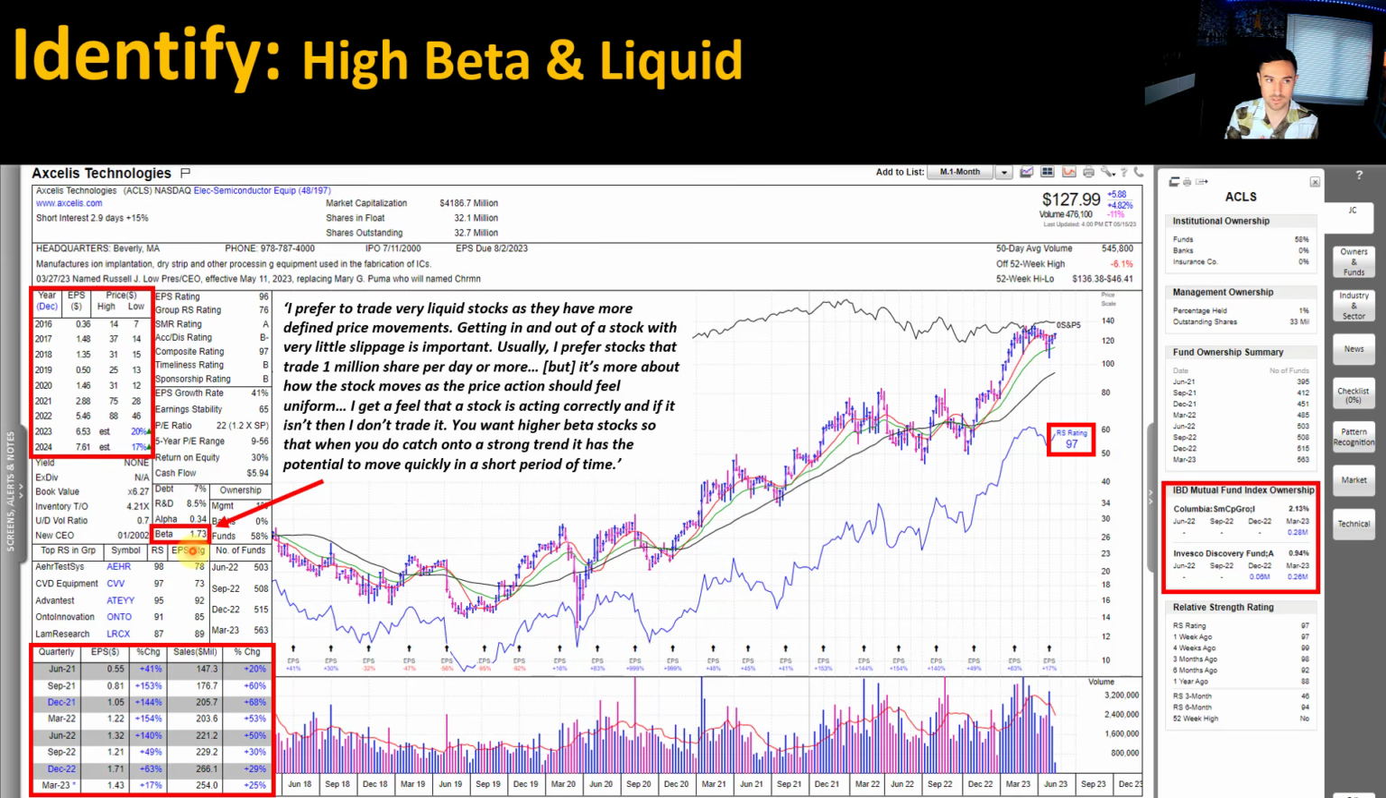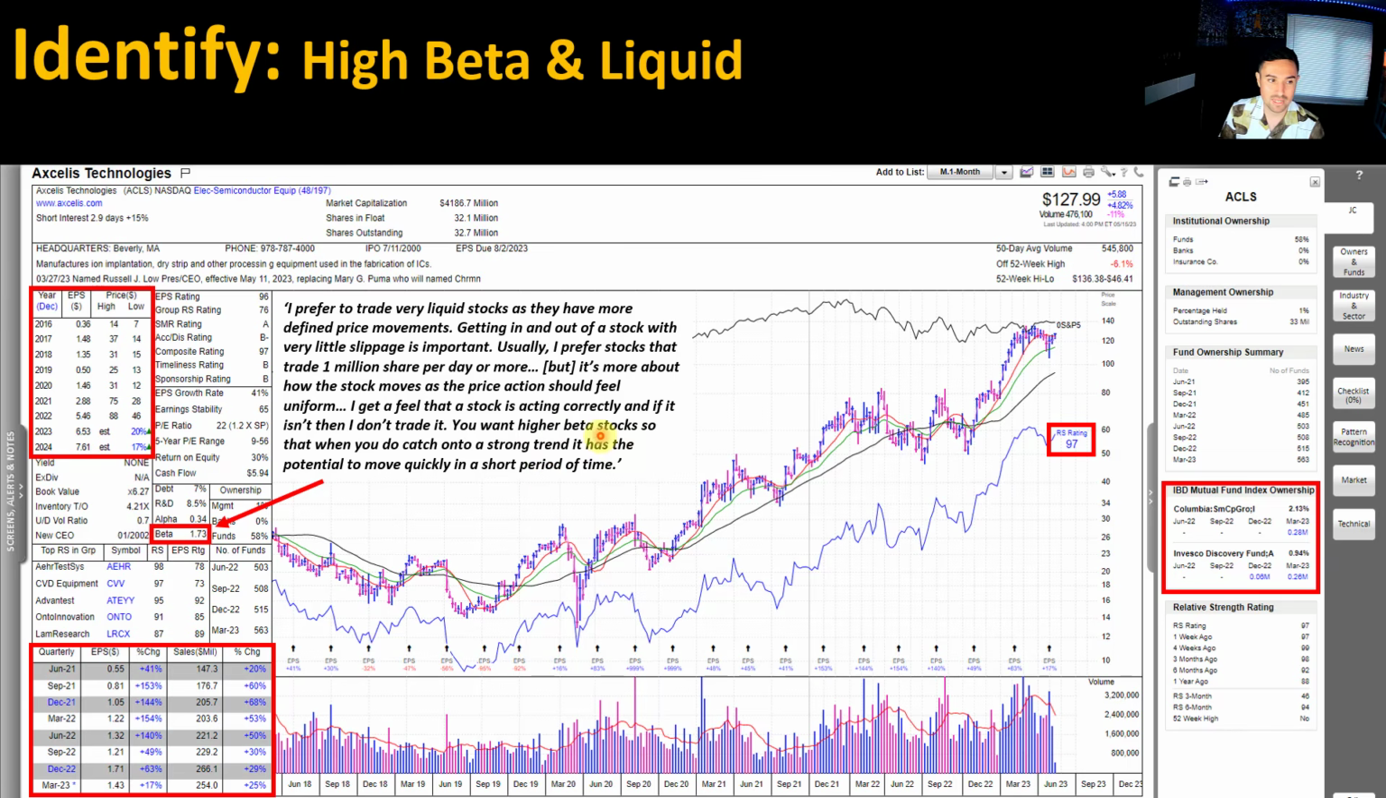So ideally Oliver is looking for high beta, so stocks that are going to move, and they're also liquid as well. So I prefer to trade very liquid stocks as they have more defined price movements. Getting in and out of a stock with very little slippage is important. Usually I prefer stocks that trade 1 million shares per day or more, but it's more about how the stocks move, as price action should feel uniform. I get a feel that a stock is acting correctly, and if it isn't, then I don't trade it.